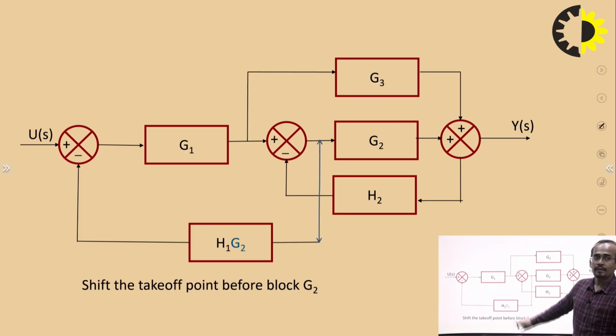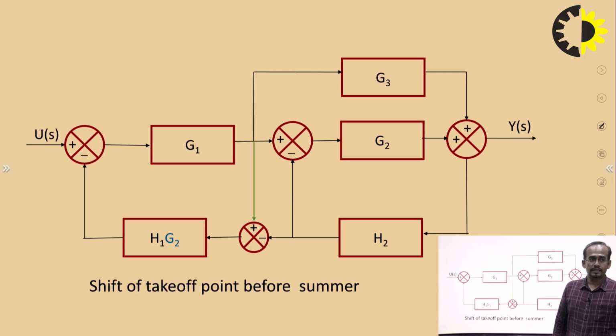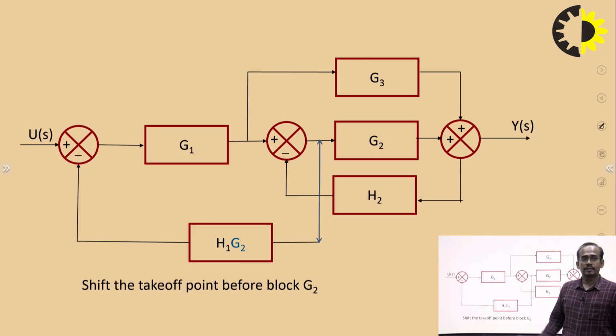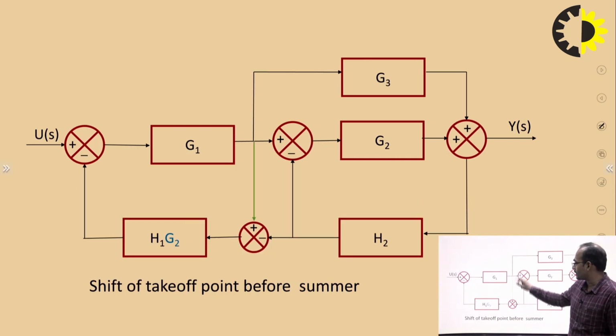So it will become H1G2. Next, in the next step, I will shift the takeoff point before the summer. So where is the takeoff point? This is the takeoff point. I am shifting this before the summer. So after shifting this before the summer, what will happen?